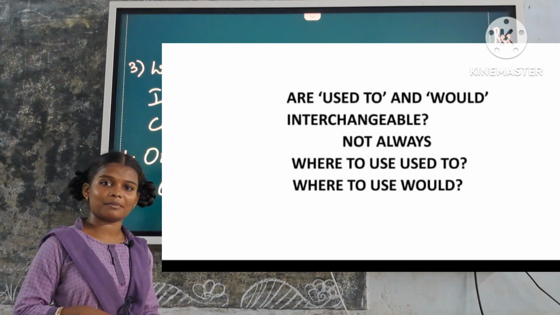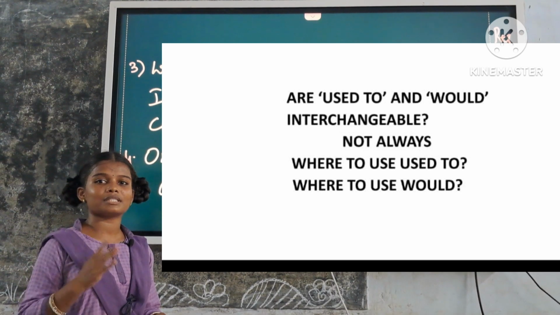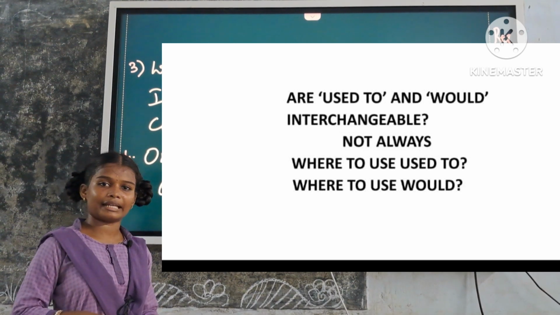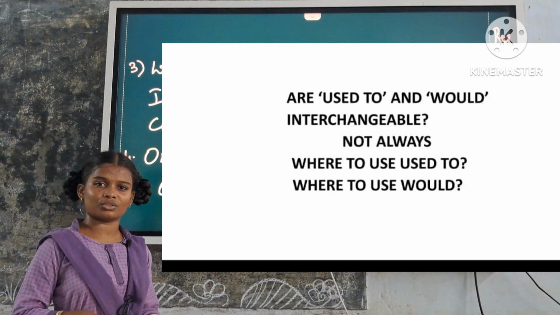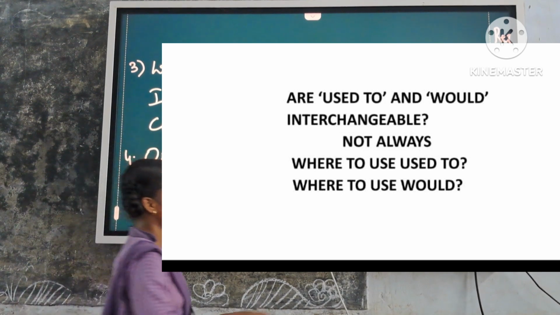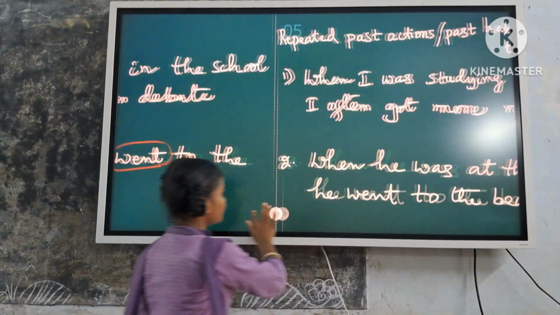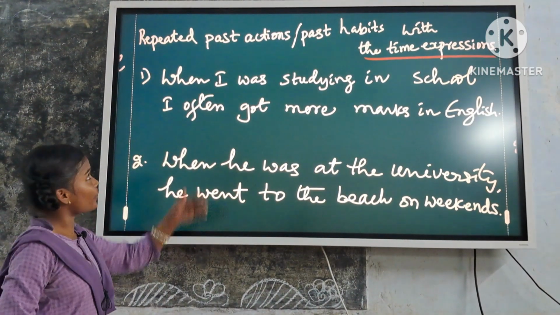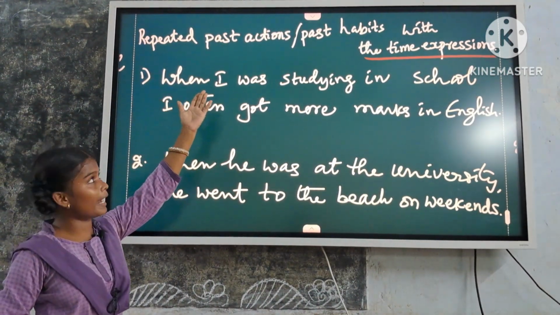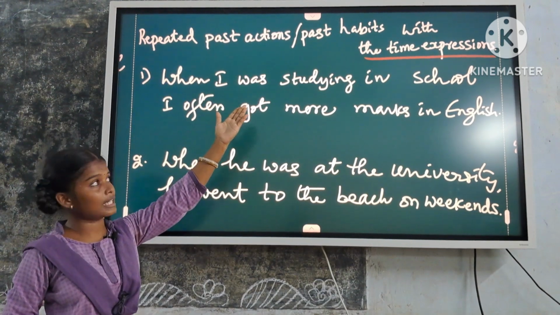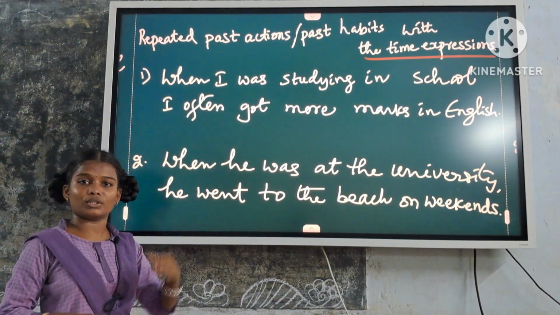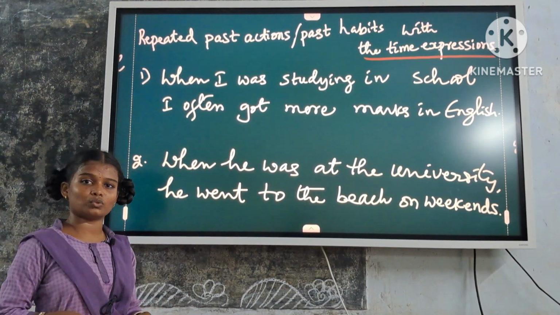Now the question is, are used to and would always interchangeable? No, sometimes interchangeable, sometimes not interchangeable. Then when do we use used to? When do we use would? First situation. For repeated past actions and past habits with time expressions, we use both used to and would.